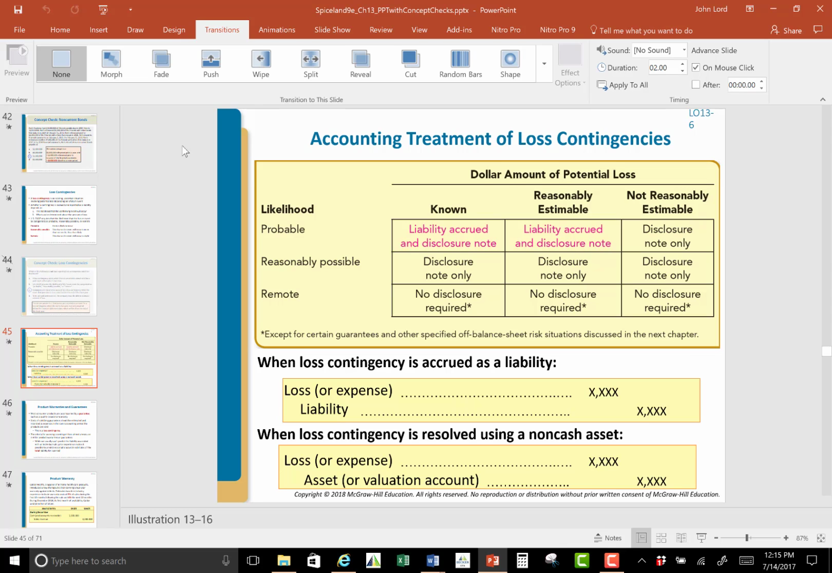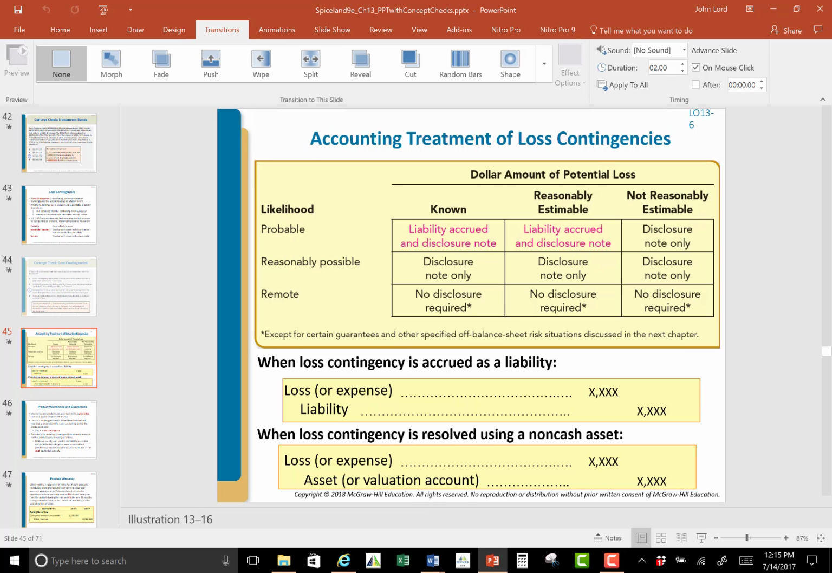So we take a look here, and remember we said that if a loss is probable and estimable, we are going to make an accrual, and we'll have to disclose what was going on about that accrual. If it is probable but not estimable, then I will only disclose, right? Okay. And then if I have reasonably possible, I just have to disclose, and if it's remote, I do nothing, right? I don't have to disclose, nor do I have to accrue.